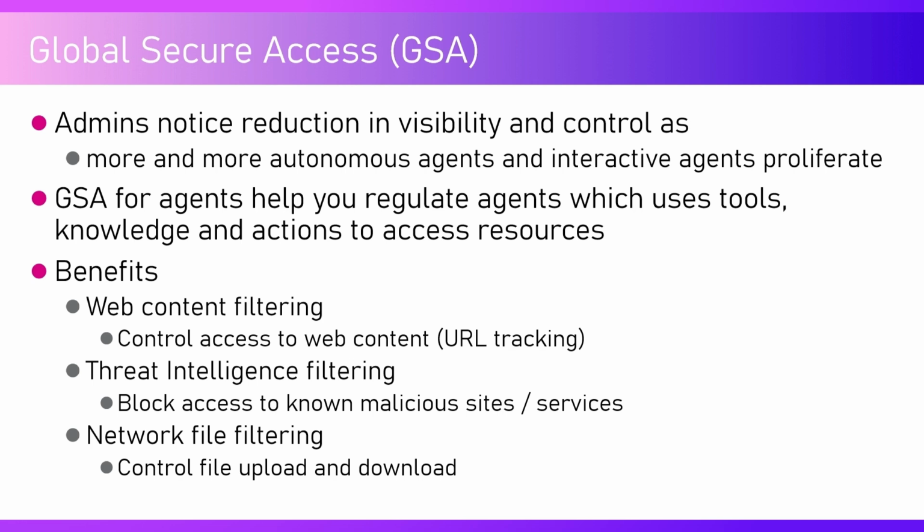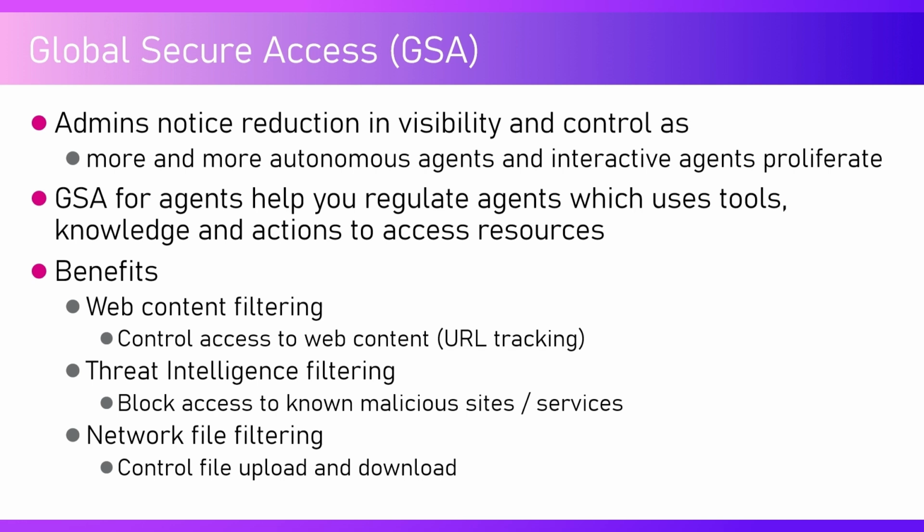Now, as the proliferation of agents increases, there is a need to get greater control over the information being passed to various services. Admins notice a reduction in visibility and control as more and more autonomous agents and interactive agents proliferate. There are different ways to handle interactive agents and autonomous agents. An autonomous agent automatically works on a specific trigger. An interactive agent interacts on the basis of the prompt.